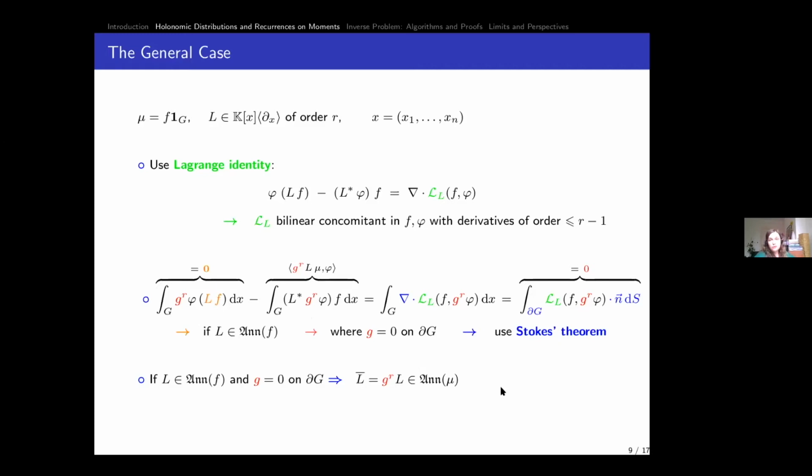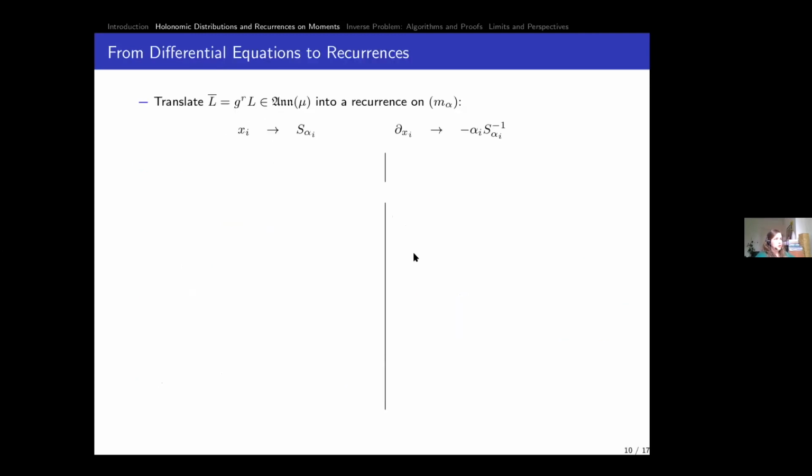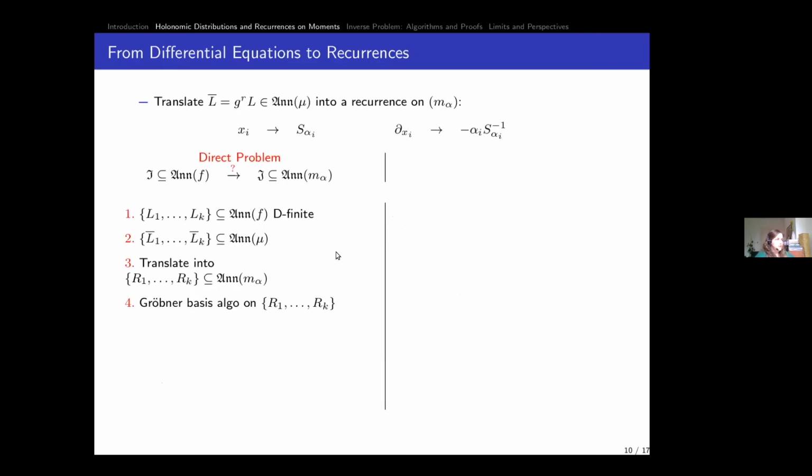So this is the general case, and we will use this idea to build algorithms to reconstruct moments from the given annihilator for the density, or the inverse problem where we want to reconstruct the annihilator once we know the moments. So this is, let's say, a more algorithmic view of this process.